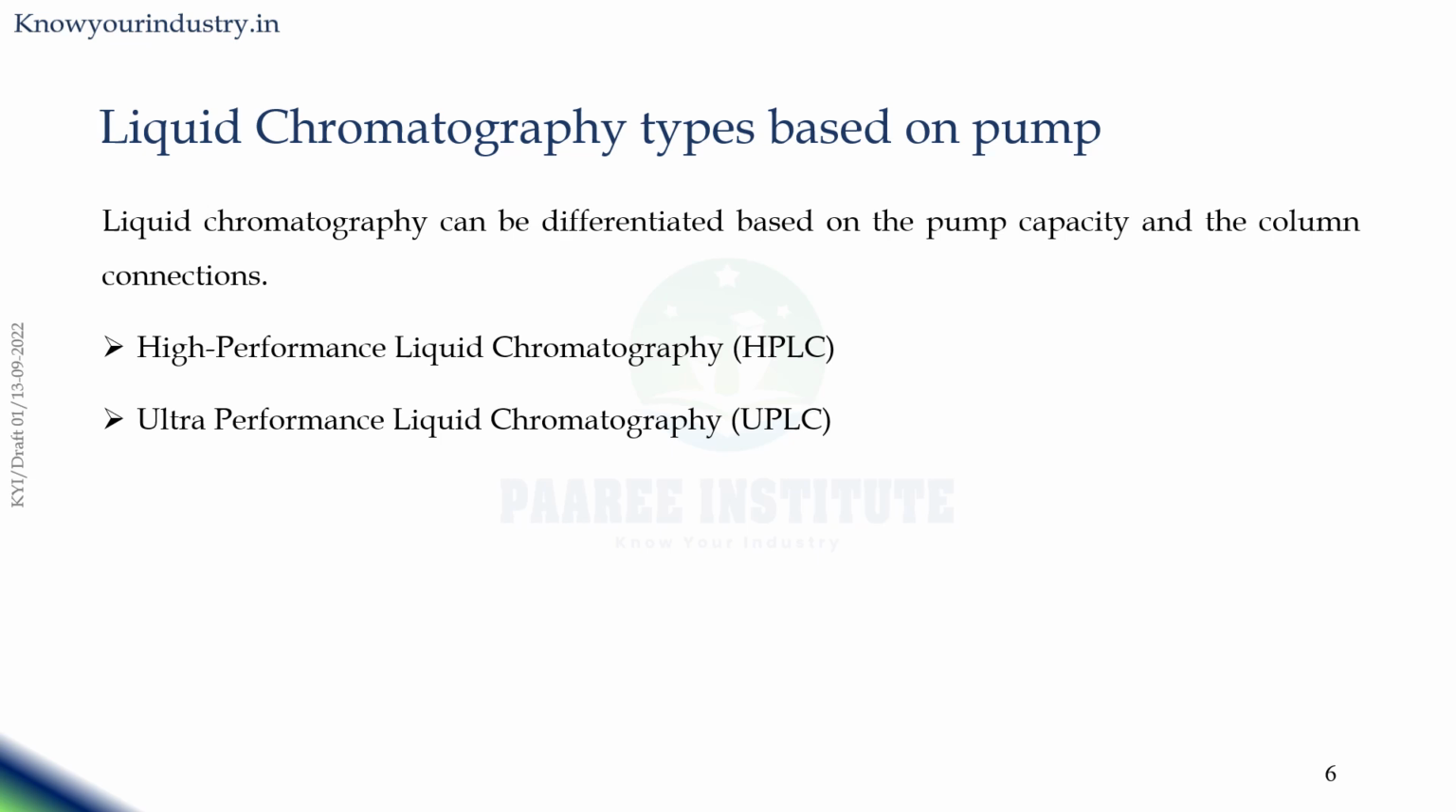Specific to high pressure liquid chromatography, that is HPLC instruments, based on the performance of the instruments, they are of late classified into two different types: high performance liquid chromatography and ultra performance liquid chromatography. This performance is differentiated based on the pump capacity and the column connections. So the ultra performance is superior to high performance liquid chromatography.